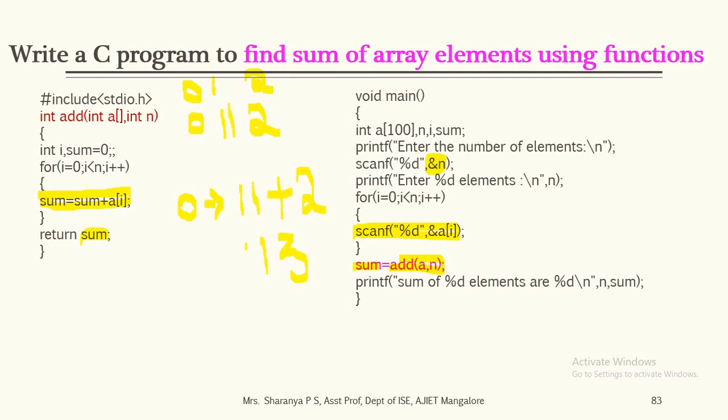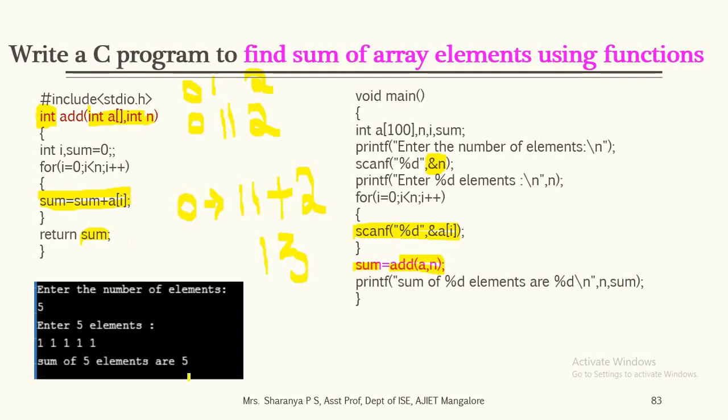What is the sum value? 13. That's why we have used int as the return type, because we are returning the sum back to the main function. And as a standard way, we have taken two arguments, the array name and the size of the array. The sum is written back. So whatever we have computed as 13 is returned to the main function. So it prints sum of n elements is sum.